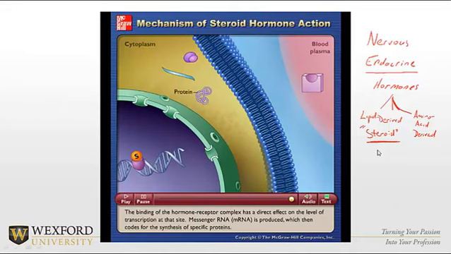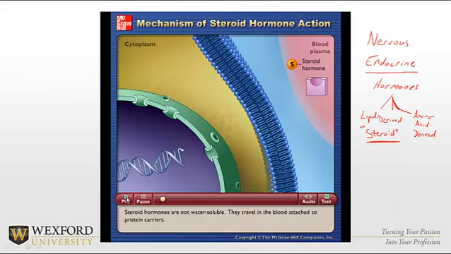So we talk about the control systems, the external control. We just had a little animation about internal control of this whole system of checkpoints and so forth. What about external control? Your body telling a particular tissue to grow. Well, this is how we have it. We have endocrine control of mitosis, cell division. Steroid hormones are not water-soluble. They travel in the blood attached to protein carriers.